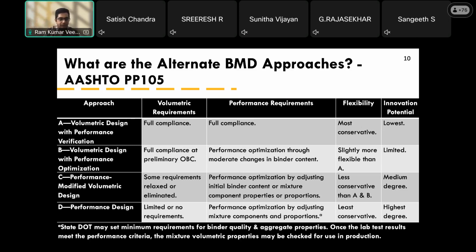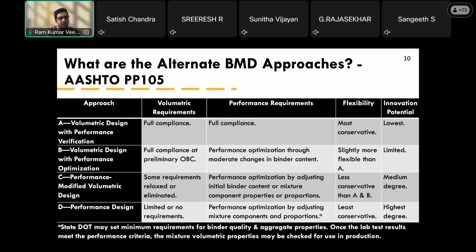In approach B, you would require full compliance at the preliminary optimum binder content, or OBC. And the performance is optimized through moderate changes in binder content, like what I mentioned before, where you would change your binder content and then optimize it. This approach is slightly more flexible than approach A, but it still lacks innovative potential.